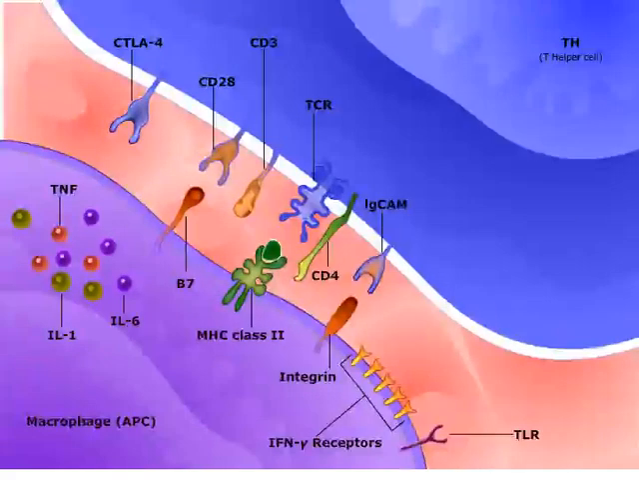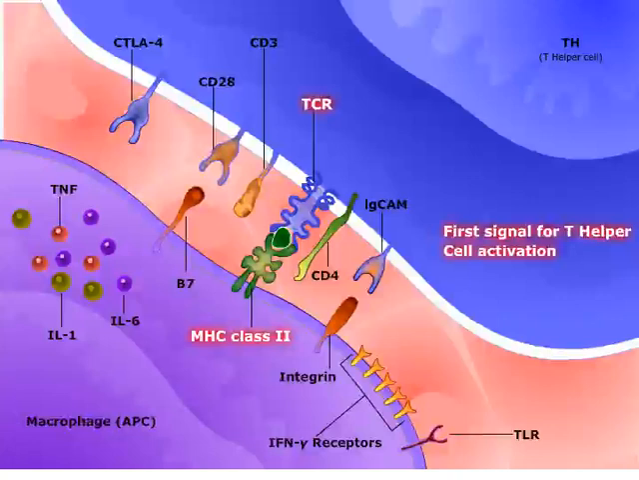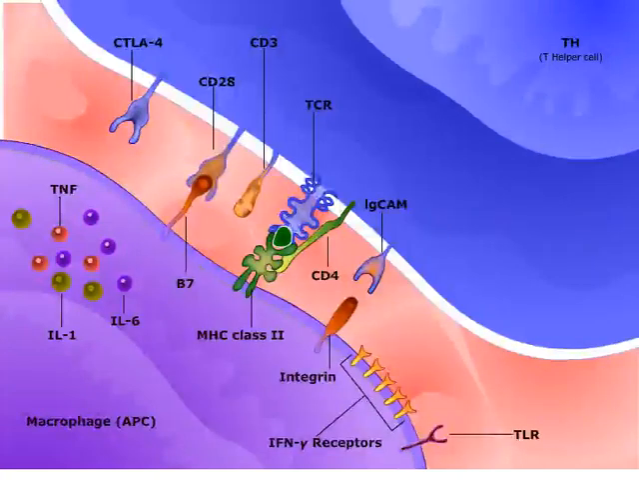Co-stimulatory molecules, which include B7 and integrin located on the antigen-presenting cell, bind to the T cell via CD28 and IgCAM, respectively. MHC class II molecules on the macrophage bind to T cell receptors, or TCR, on the T helper cell. This is followed by CD4 binding to the MHC class II molecule. Next, B7 binds to CD28. Integrin then binds to IgCAM on the T cell. The binding of these co-stimulatory molecules provides a second signal.